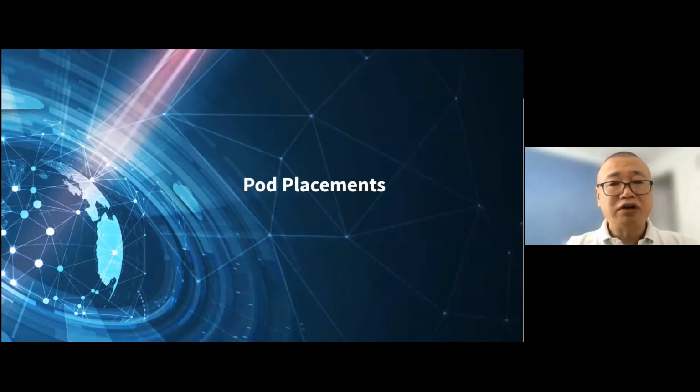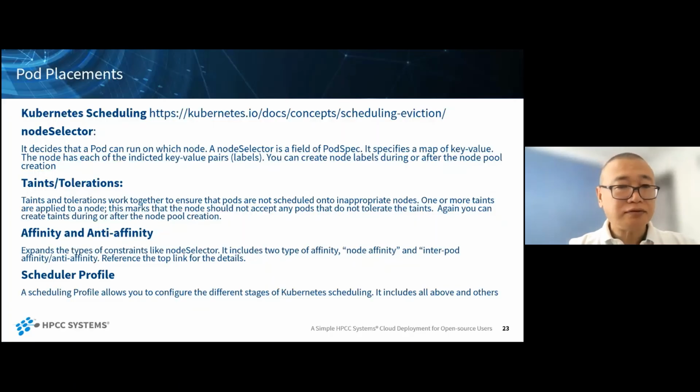Okay, so next topic, I will talk about the pod placement. This probably will be needed when you have, for example, spot instances or node pools. All of this is related to Kubernetes scheduling. There are 4 categories we support now. One is the node selector, which decides which pod can run on which node. The node selector is a field of a pod spec.